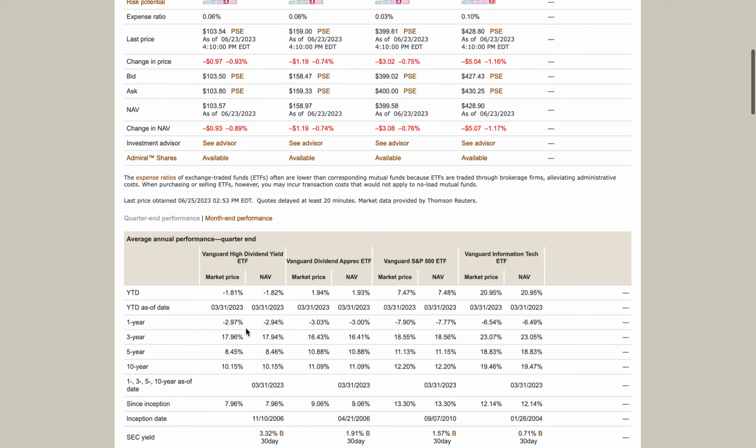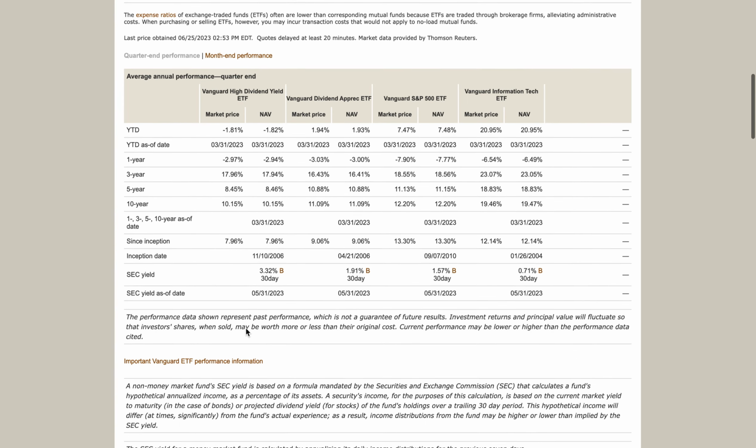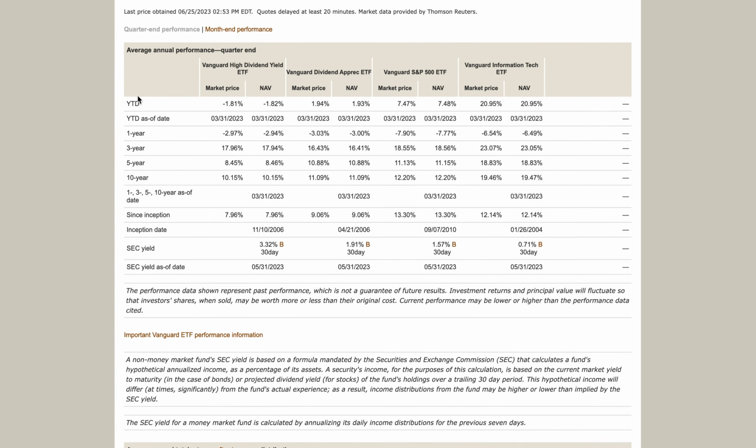And if you scroll down, you can actually see the performance of these. So year to date for the VYM, you can see that's down 1%. You can see VIG is up almost 2%, VOO is up almost 8%, and the tech ETF, being very concentrated in technology, is up almost 21% due to the high appreciation of the large blue chip technology stocks such as Microsoft, Apple, Google, NVIDIA, all those ones.